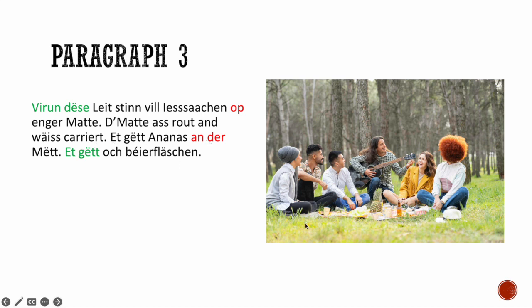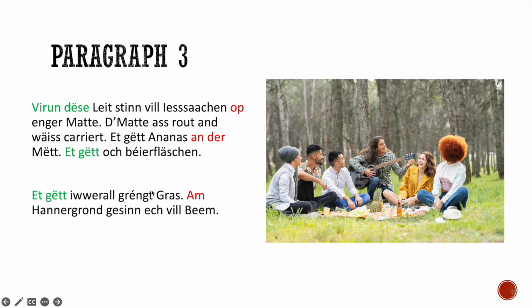It get ananas on the mat. There's a pineapple in the middle. It get ook beer flashen. There are also beer bottles. It get overall green grass. Everywhere there are green grasses. Hanneground gezien is veel beam. In the background I see many trees.